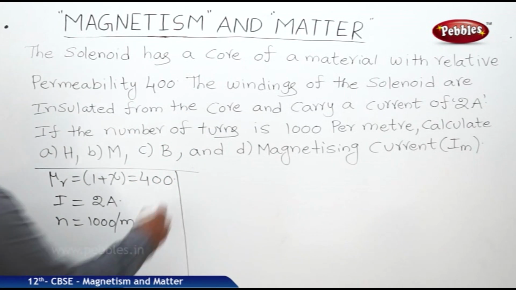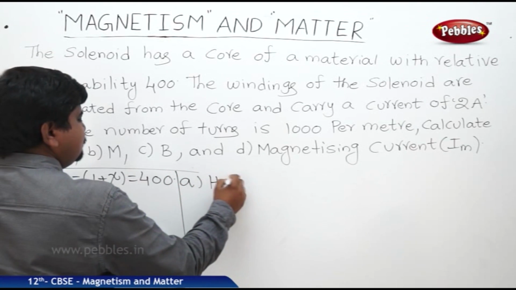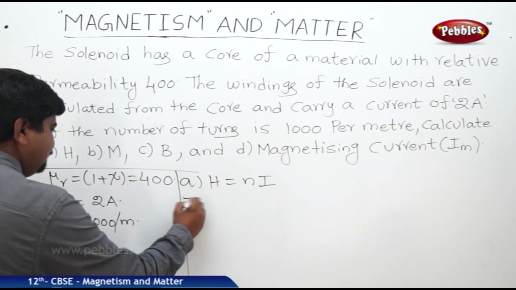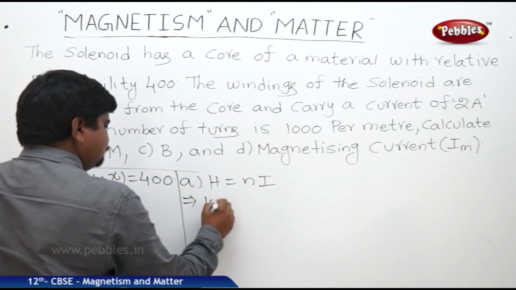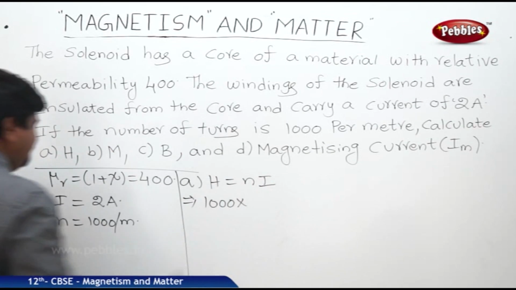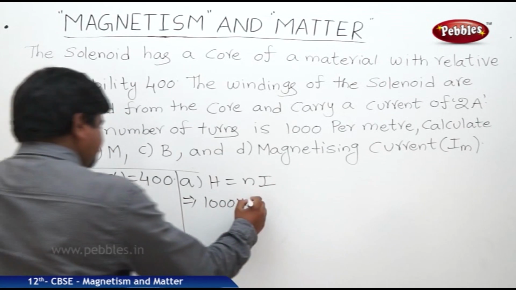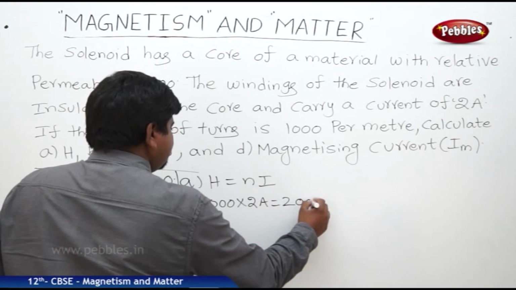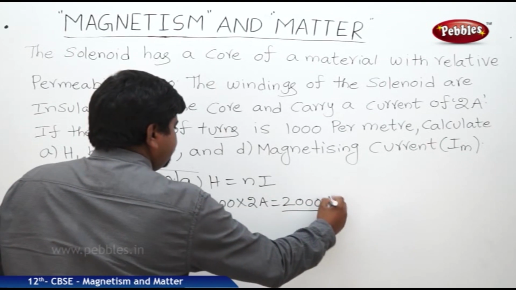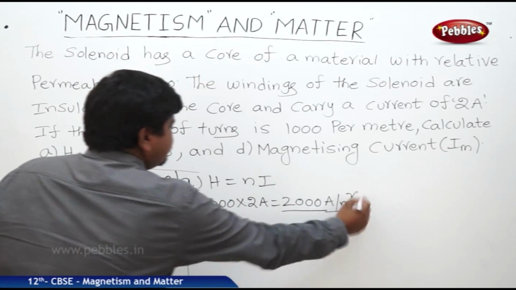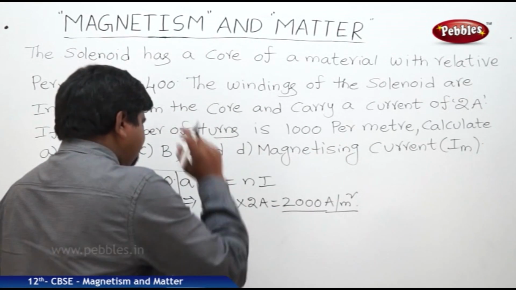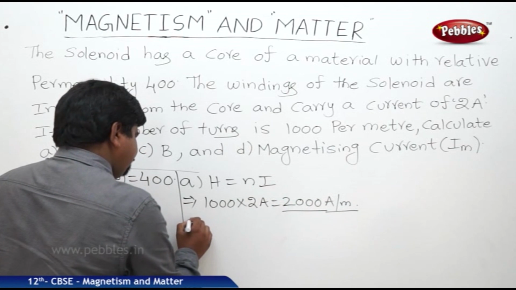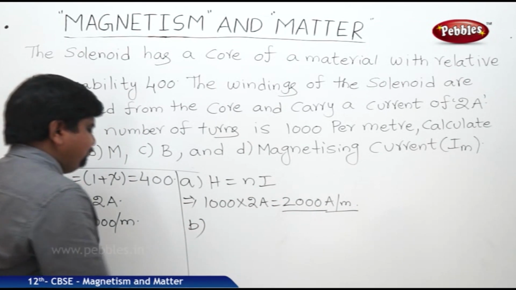First, H is equal to n I. So n is equal to 1000, I is equal to 2 amperes. Therefore H is equal to 1000 into 2 amperes, it is 2000 A per meter. Next, the B bit.